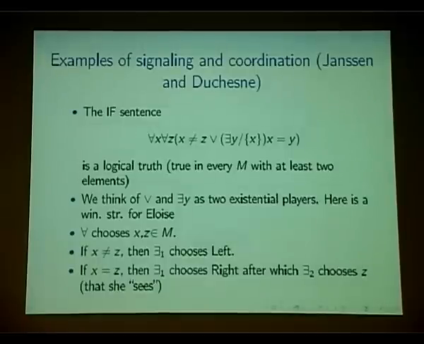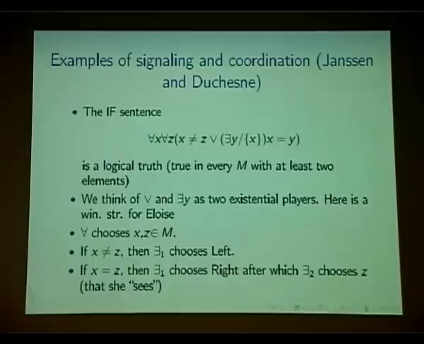And so let me give just a couple of examples taken from Janssen and Dechesne, examples of signaling. If you have this sentence, you can think, as I alluded to, of the existential team. The existential player consists of two players. One is the disjunction, and the other one is the existential quantifier. And then that is also a logical truth.